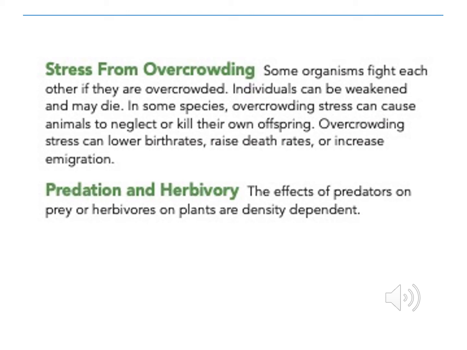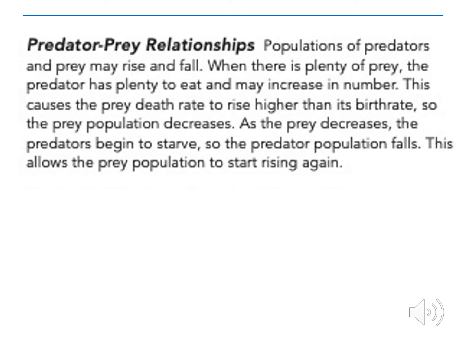Predation and herbivory. The effects of predators on prey or herbivores on plants are density dependent. Populations of predators and prey may rise and fall. When there is plenty of prey, the predator has plenty to eat and may increase in number.